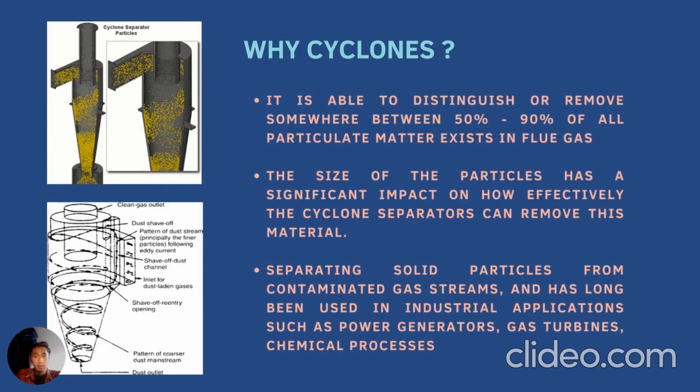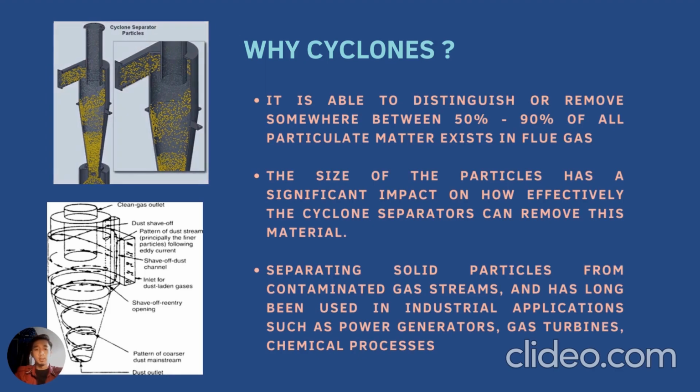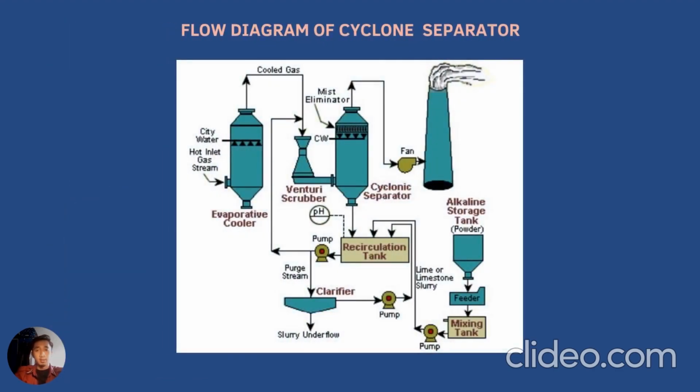Why we choose cyclones? Because it is able to remove somewhere between 50% and 90% of all particulate matter that exists in flue gas. The size of the particle has a significant impact on how effectively the cyclone separators can remove this material, separating solid particles from contaminated gas streams, and it has long been used in industrial applications such as power generators, gas turbines, and chemical processes. This is the flow diagram of a cyclone separator in a factory.